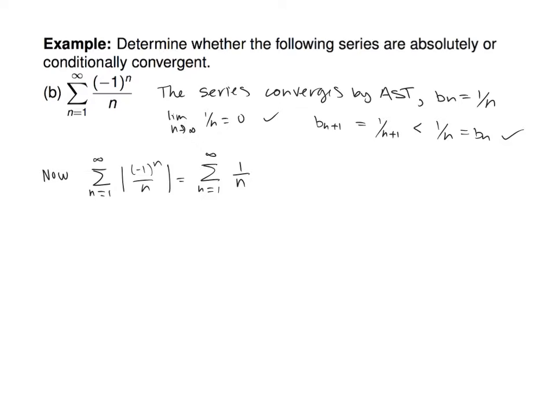Okay. What does this thing do? Diverges. You can either say it's a P series with P equal 1. It also has a name. Do you remember its name? It's the harmonic series.